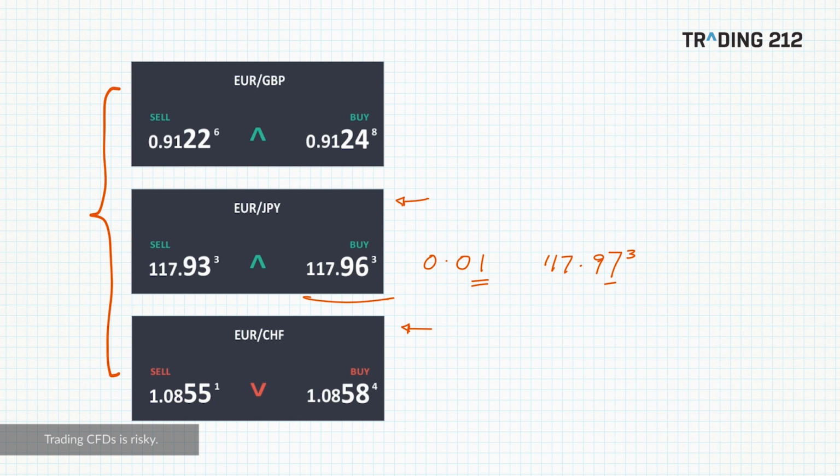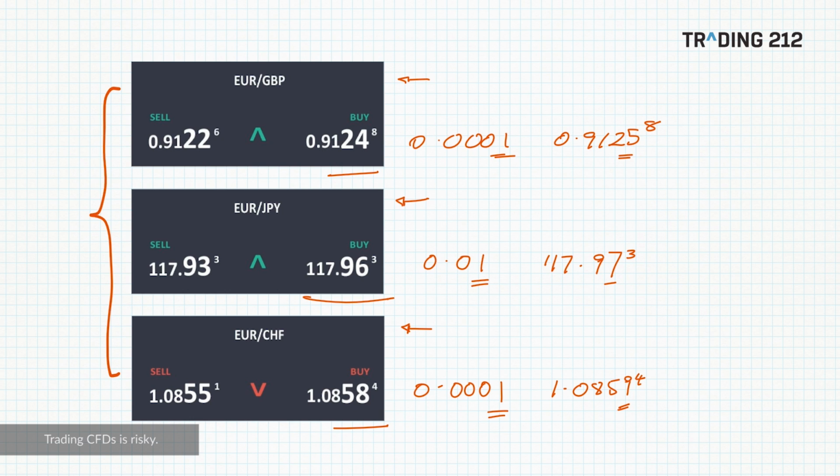With Euro Swiss and Euro Sterling, 1 pip is, as it is with so many other currency pairs, 0.0001. So it's on the 4th decimal place. This offer here was to increase from 1.08584 to 1.08594. That would be an increase of 1 pip. And similarly with Euro Sterling, as we said, it's the 4th decimal place. And if that offer was to increase from 0.91248 to 0.91258, that would be an increase of 1 pip.